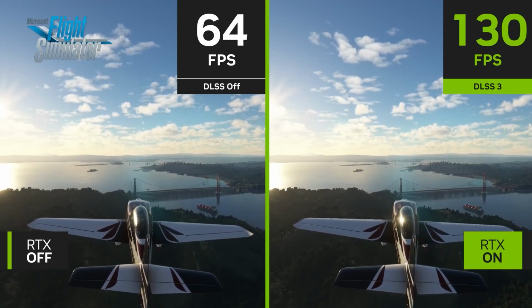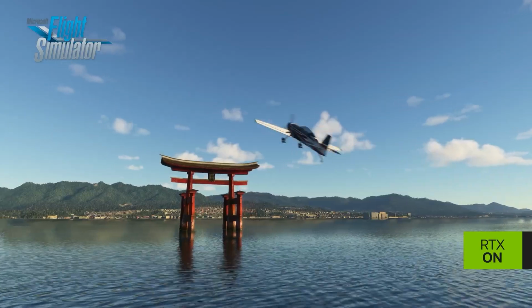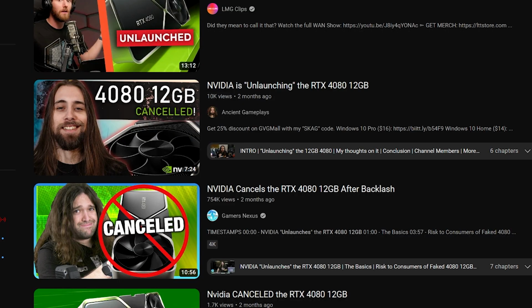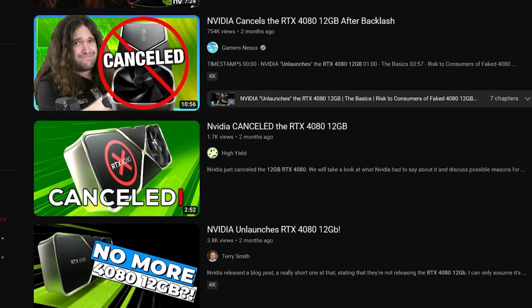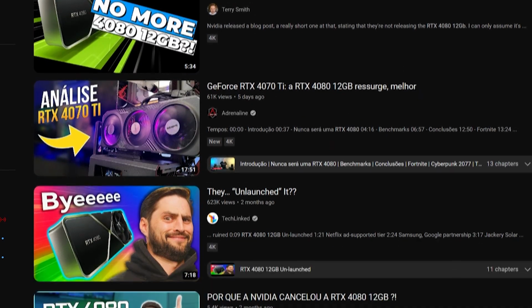And remember guys, this card was supposed to be the RTX 4080 12 gigs, and Nvidia, after the backlash that they received because of this card, decided to unlaunch it and try to launch this card, for which they did decrease the MSRP by $100. But let's talk about the performance of this card.